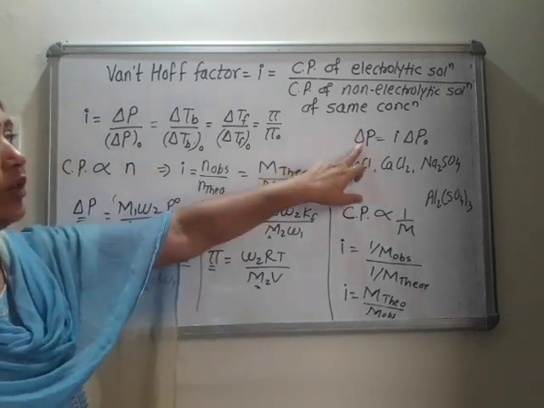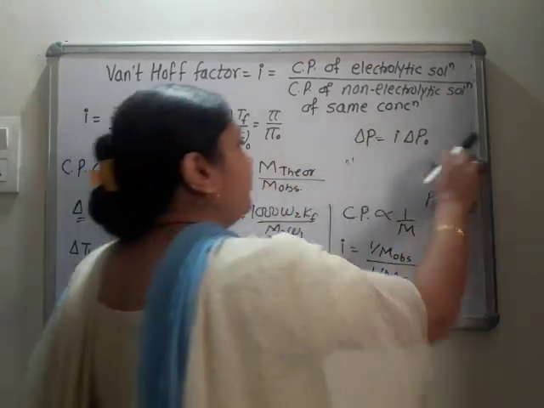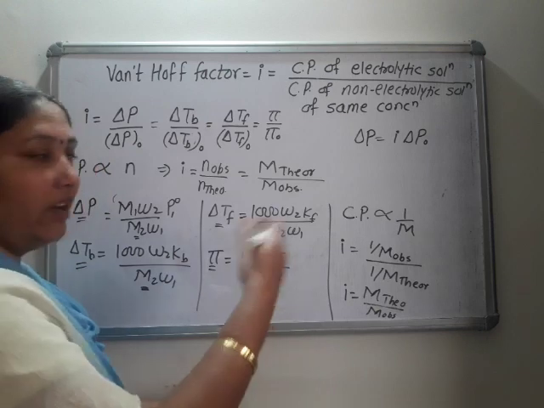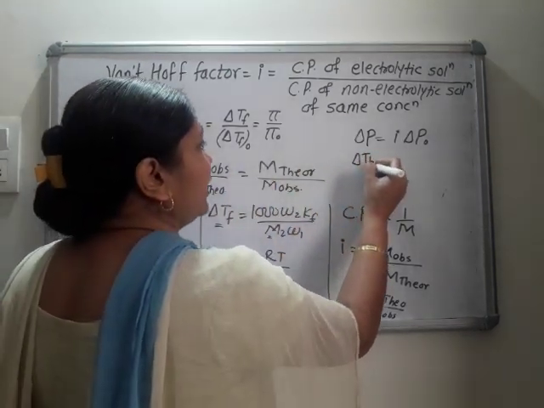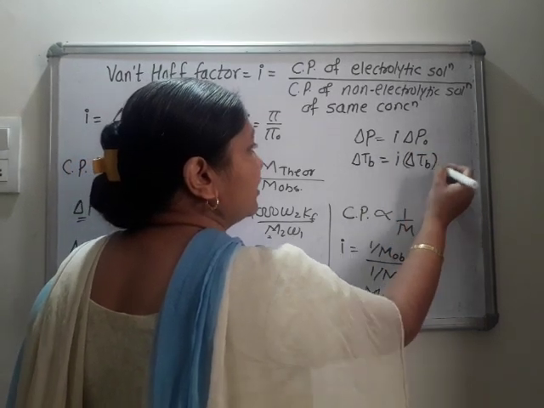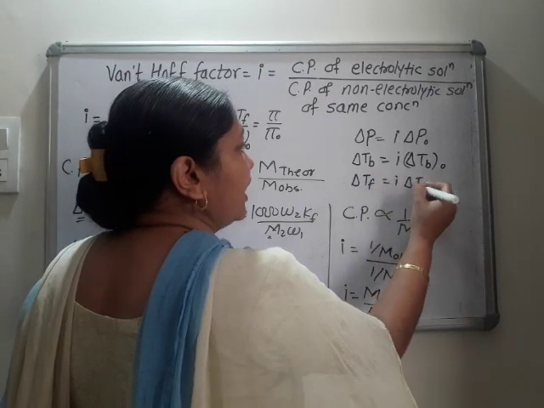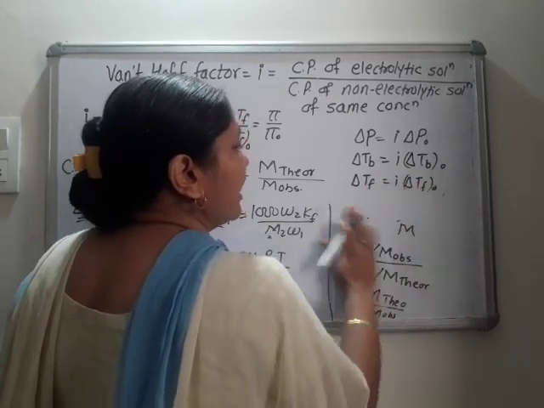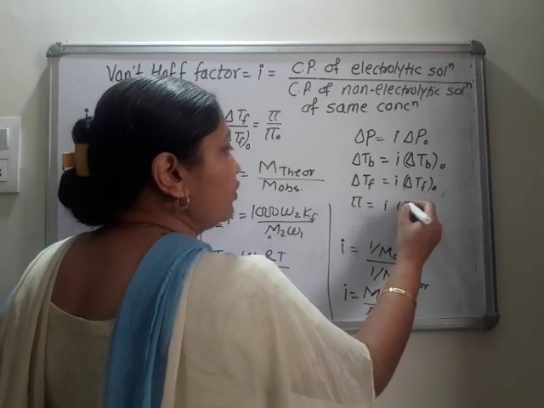So how to find the actual value, I told you: i into delta P naught. Similarly, in terms of elevation of boiling point, they have given this list of modified equations. So delta TB is equal to i into delta TB naught. Similarly, delta TF is equal to i into delta TF naught. And the last one is pi is equal to i into pi naught.